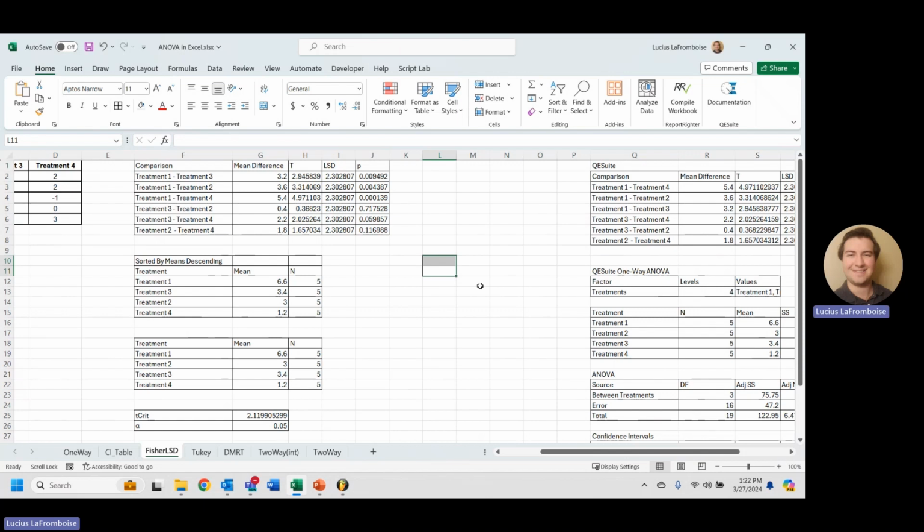Whole lot easier in QE Suite. Make sure you get your free trial. But now you understand the math. Now you know how to use it a little bit.